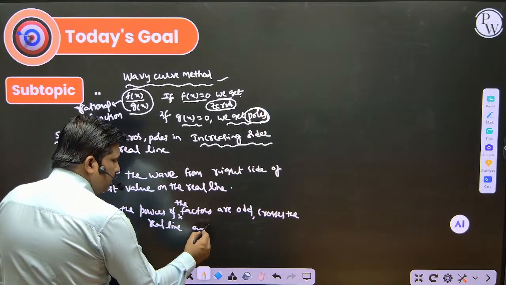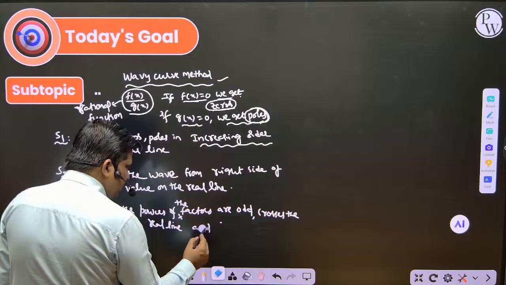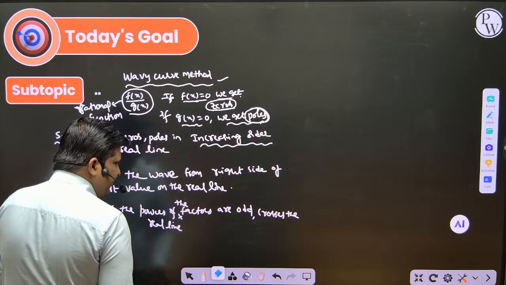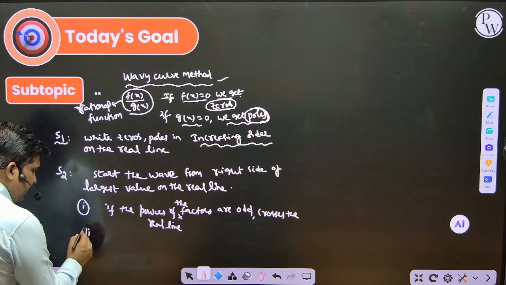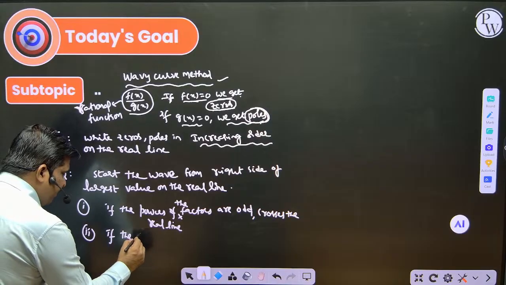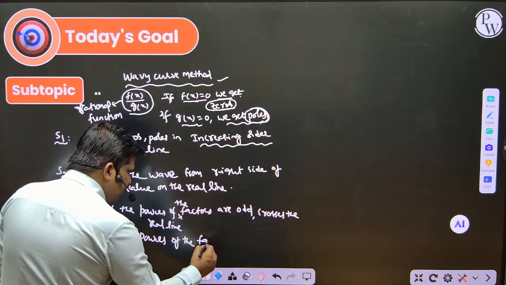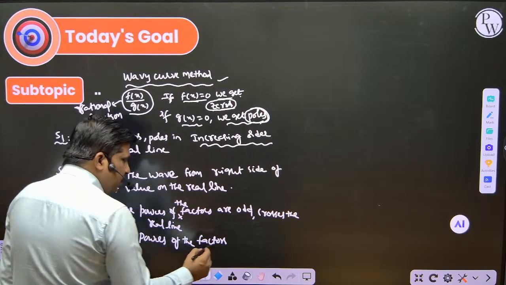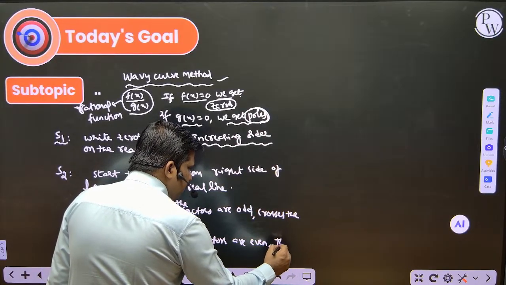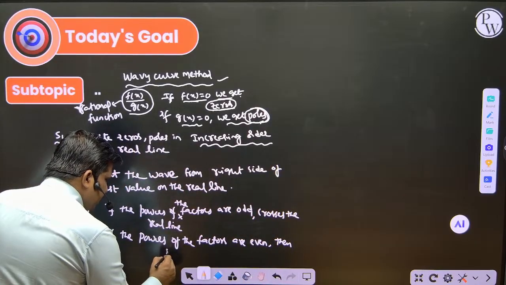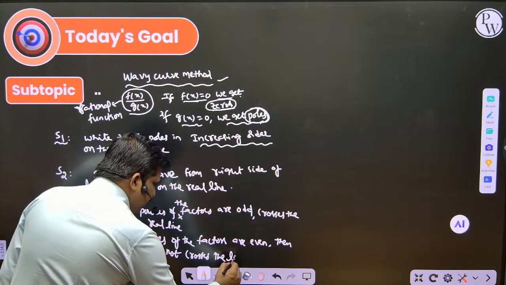And if the powers of the factors are odd, it crosses the real line. If the powers of the factors are even, then it does not cross the line.